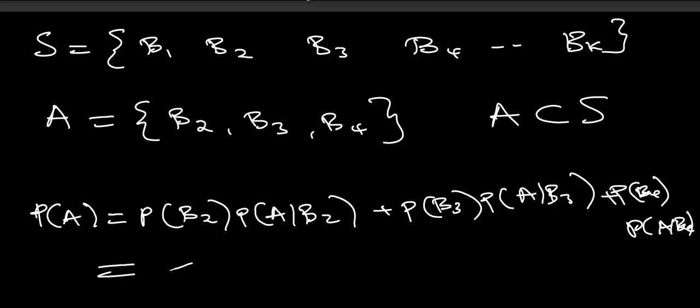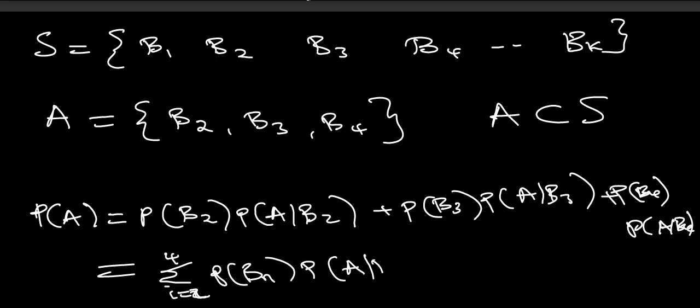So this is just the same as a summation from i equal to 1, i equal to 2 rather, because starting from 2, 3, 4 up to the 4th one, the probability of Bn times the probability of A given Bn. So this is basically what they mean. Yeah, so a partition is just like a disjoint member. It's like a subset. We just make a partition, make a piece, get a piece.